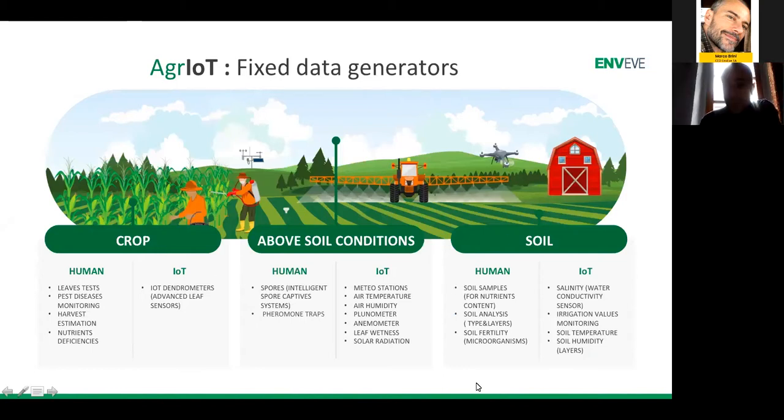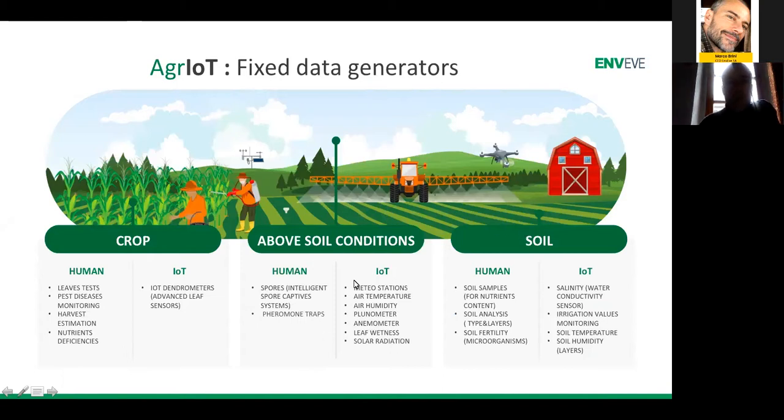There are also here the example of the equivalent of human operation, which we're not going to dig into now. I'd like to spend a few words about the crop IoT sensors. Historically, the major attention was on the above soil conditions, and then moved to the soil condition.